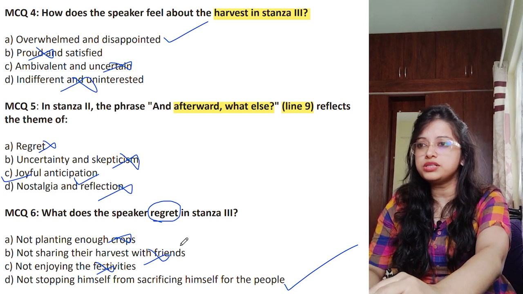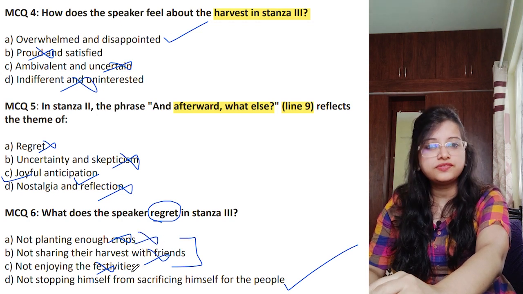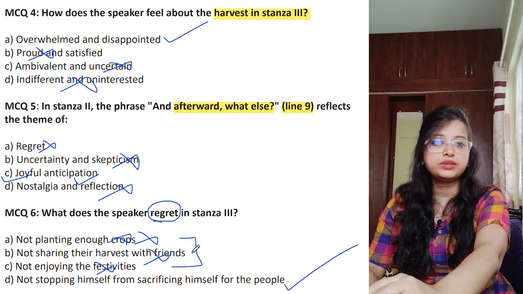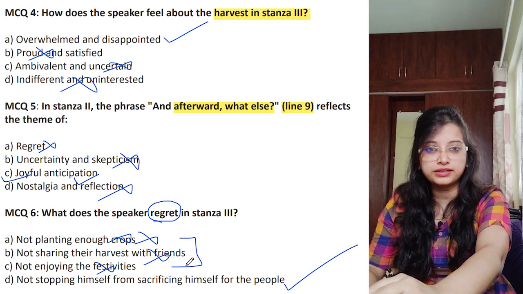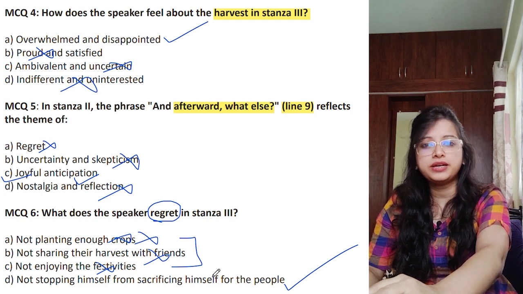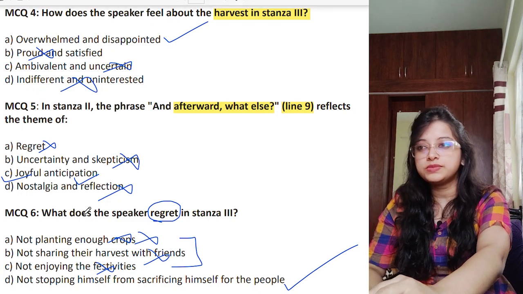Okay, rest of the options, first of all, it is not related to agriculture. Not enjoying the festivities is nothing as such. Harvest with his friends, what will he share with his friends? Nobody is there as his friend, na? By the end of when it was the time of harvest, everybody had left him. Okay, that we will see in the next 3 stanzas. So MCQ 6 is done.